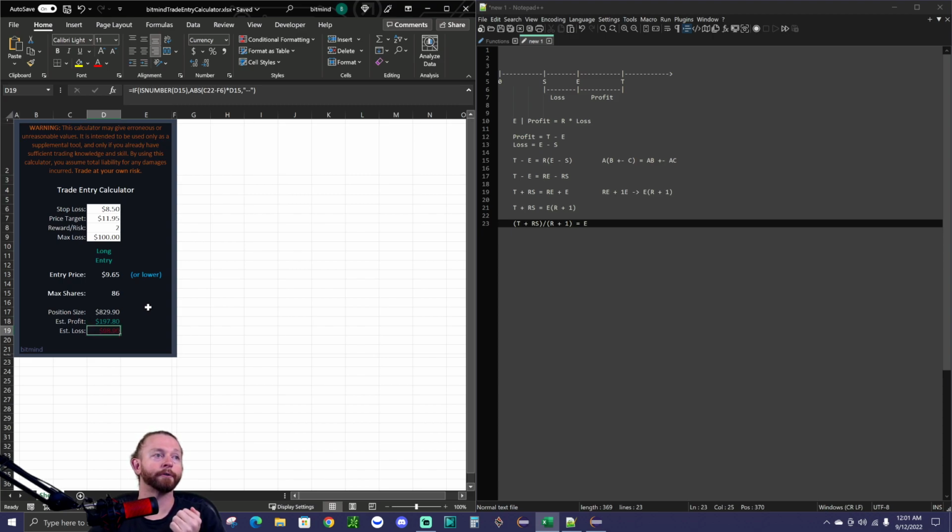Then my estimated profit would be $197.80. My estimated loss would be $98.90. So notice that's under my loss tolerance, but it is not exactly my max loss tolerance. That is because it rounds towards the more favorable entry position, and it will also round towards the nearest whole number of shares that you can purchase. So your loss will always be less than or equal to whatever your specified loss tolerance is. That's it.